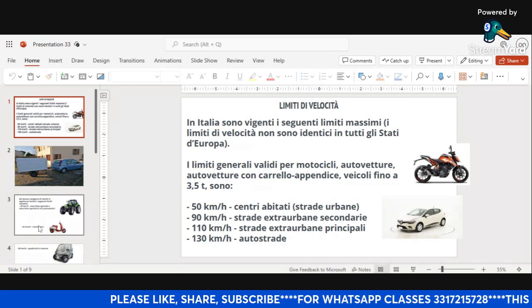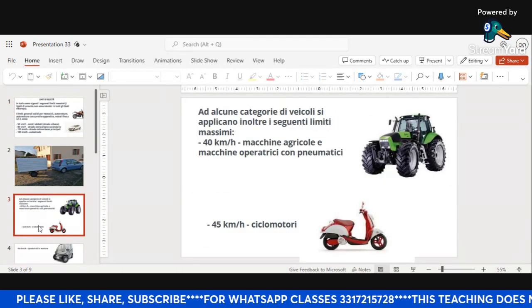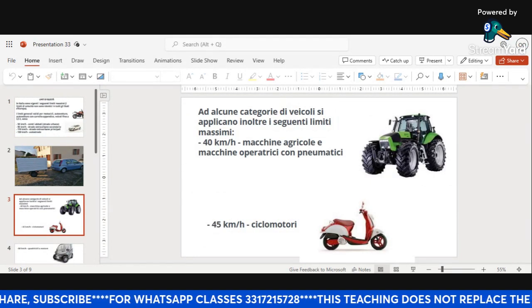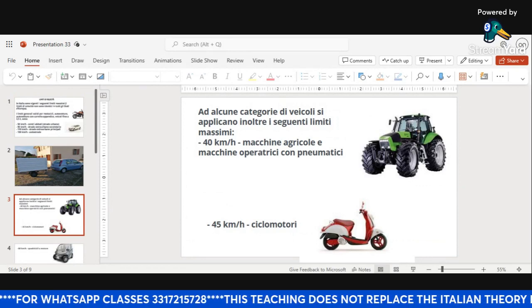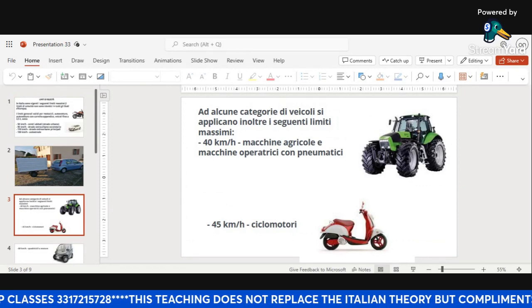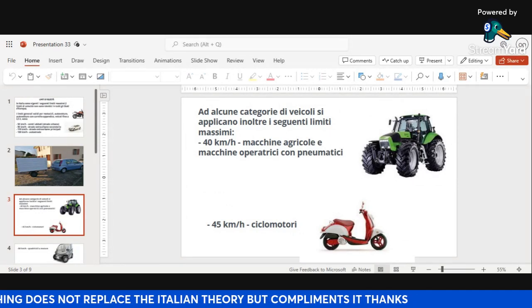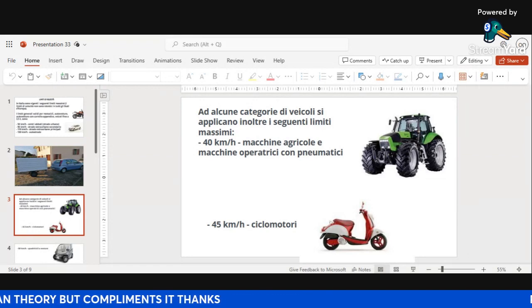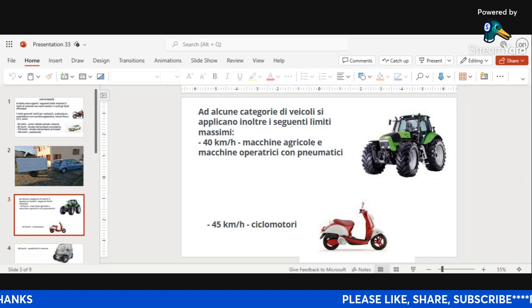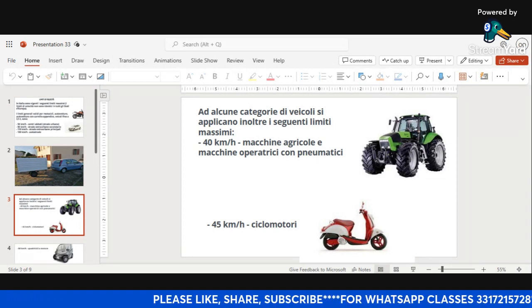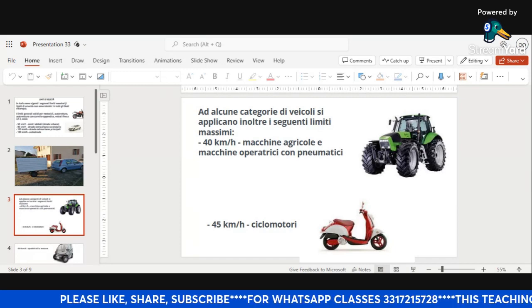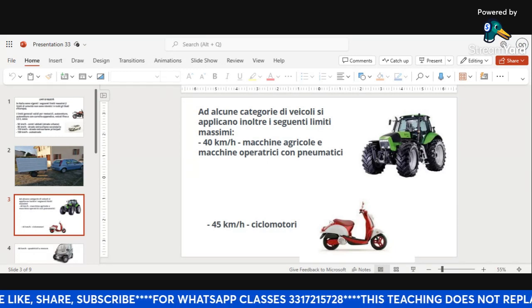Now, let's see. It says, ad alcune categorie di veicoli si applicano inoltre i seguenti limiti massimi. For some categories of vehicles in Italy, they get their own speed limit. The one we saw previously was the general one, right? For Italy, some particular categories of vehicles get their own speed limit. So I'll be mentioning them one after the other for you.